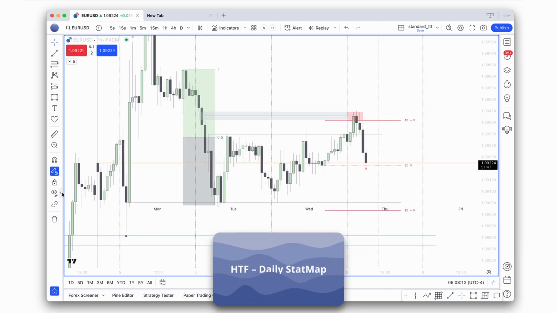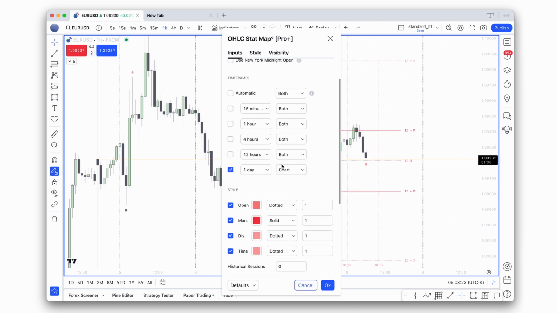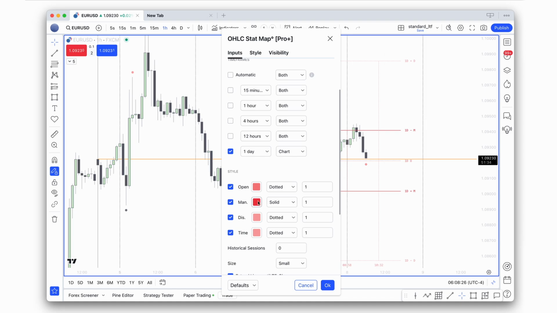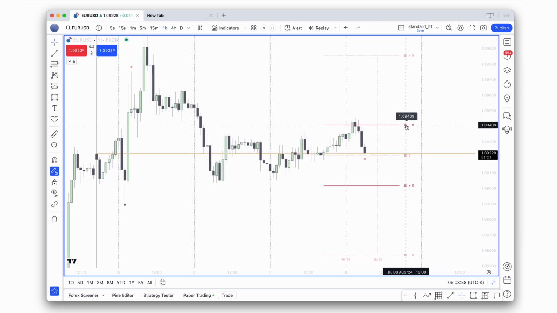First, let me remove the drawings we have so far, and let's just look at it with the StatMap turned on. Let's make the lines more visible. I care most about the manipulation, so that's why I have this line most visible. Once again, to repeat, the manipulation level basically means if we expect a bearish day or a bearish session, we would like the high of the day formed around this level, because this is where statistically the high of the day on bearish days occurred.